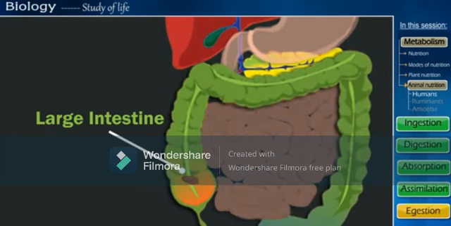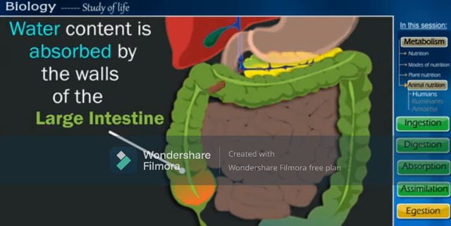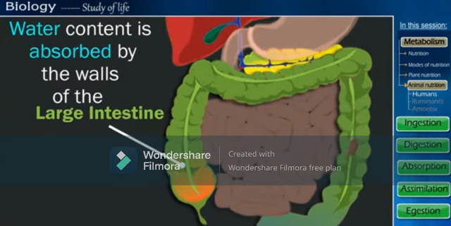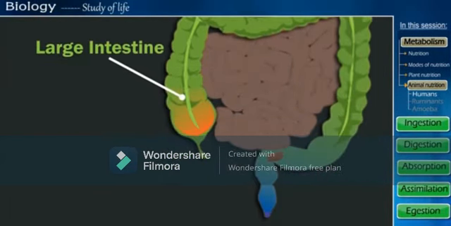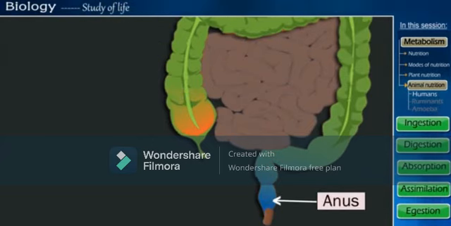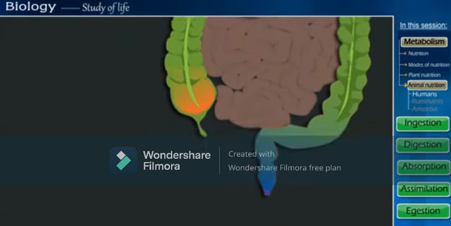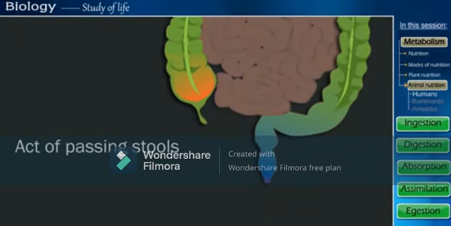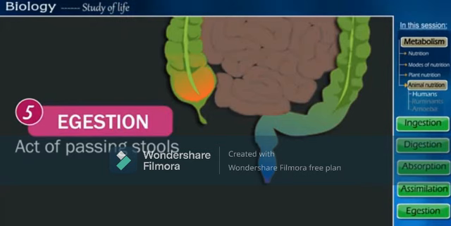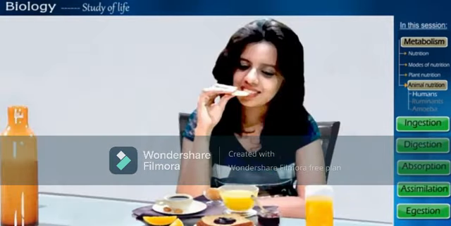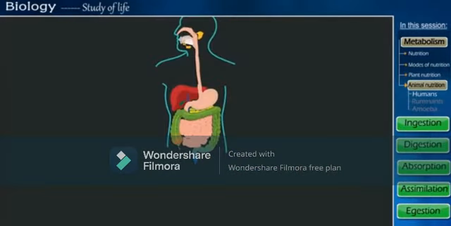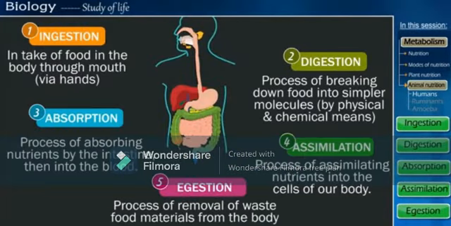In the large intestine, after the digested products of our food have been absorbed into the blood, the remaining mass enters the large intestine. It has three parts: cecum, colon and rectum. Water content is absorbed by the walls, and then the waste is excreted out through the anus in the form of stool or feces. Feces are temporarily stored in the rectum, then pass to the anus. This is egestion, the act of passing stool. This is all about the process of digestion. This is the whole process: ingestion, digestion, absorption, assimilation and egestion.